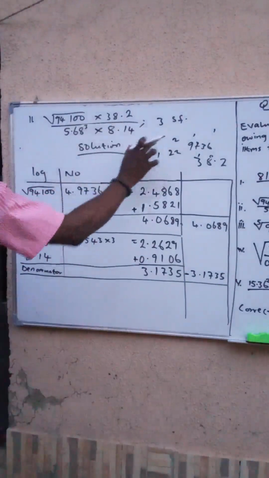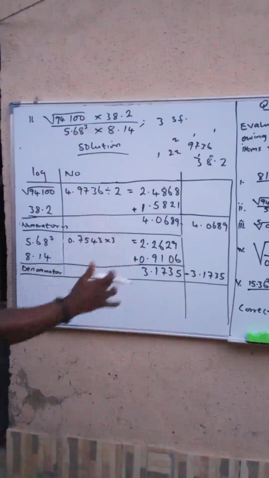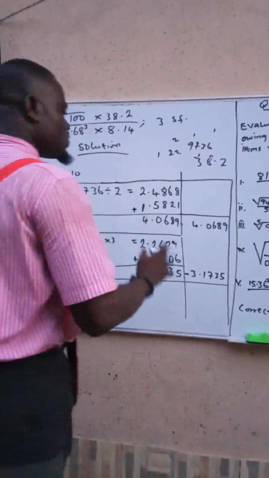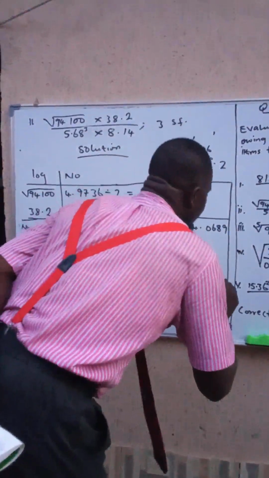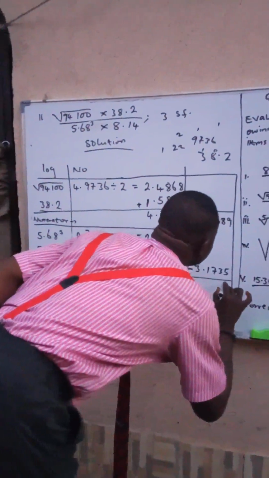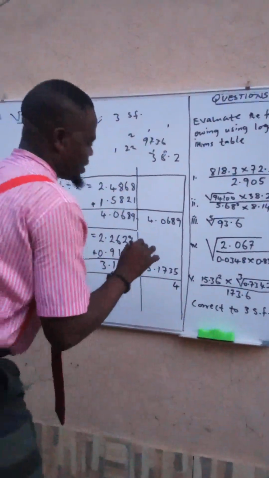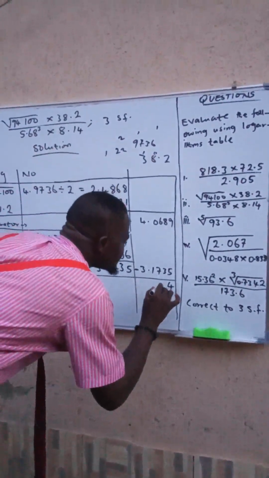And what is there between them is division. So you have to subtract. If it's division, you subtract. Now, 9 minus 5 is 4. 8 minus 3 is 5.